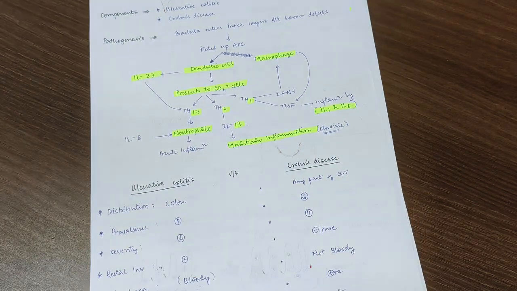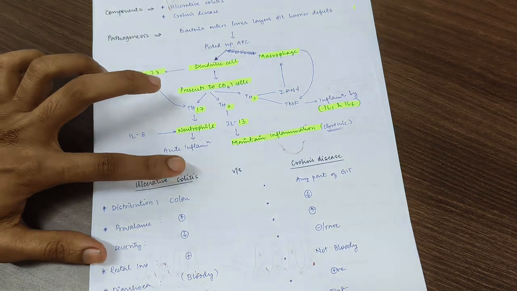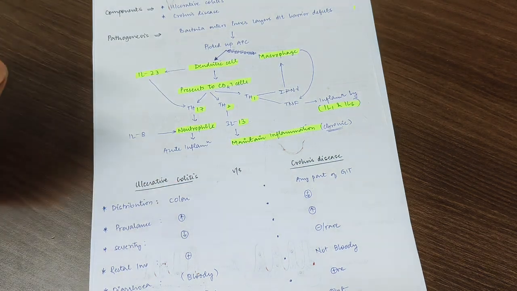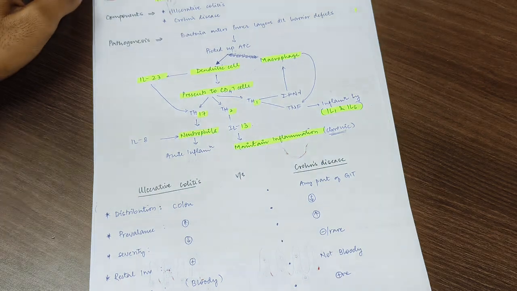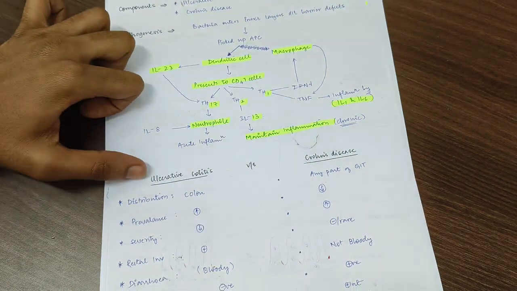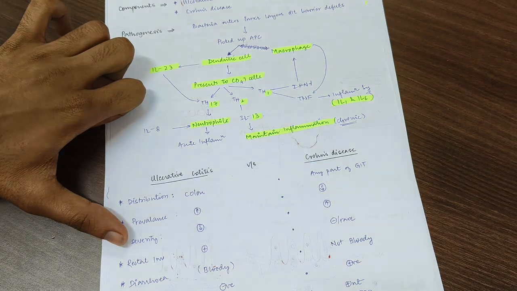Then what are the differences now? This is important. Distribution: ulcerative colitis is just in the colon. Crohn's can happen in any part of the GIT. Prevalence: ulcerative colitis is more, whereas Crohn's is less. Severity is opposite here.